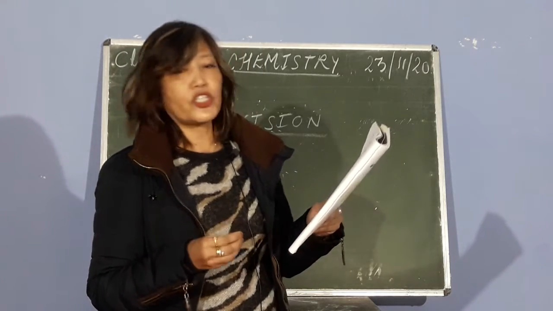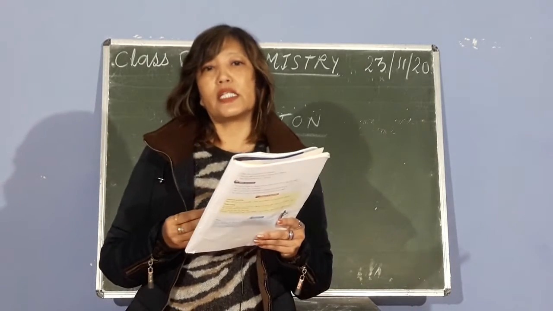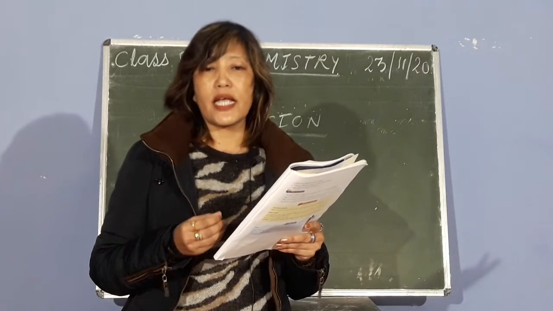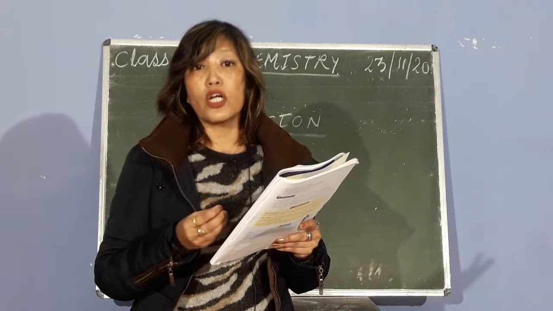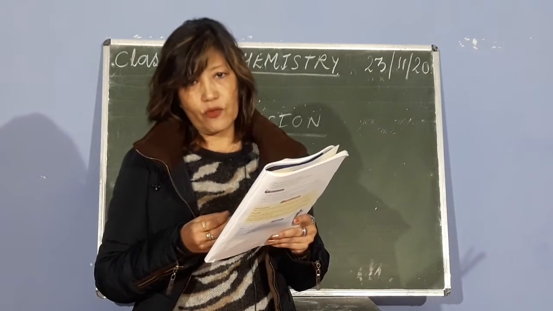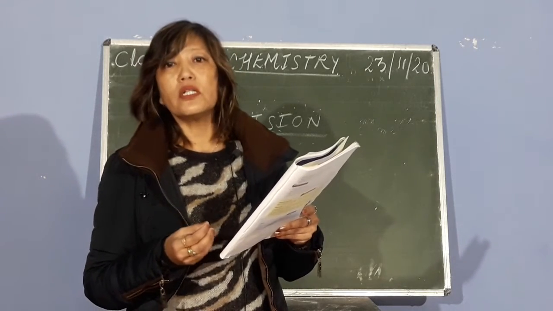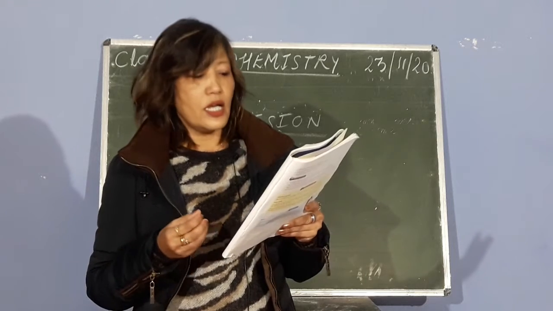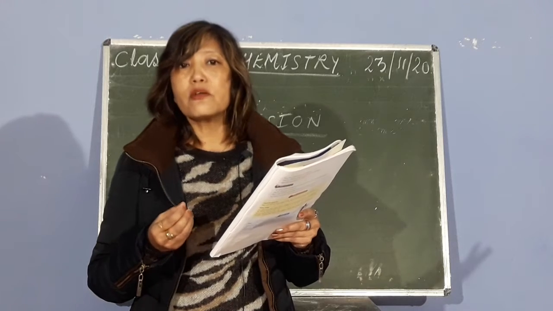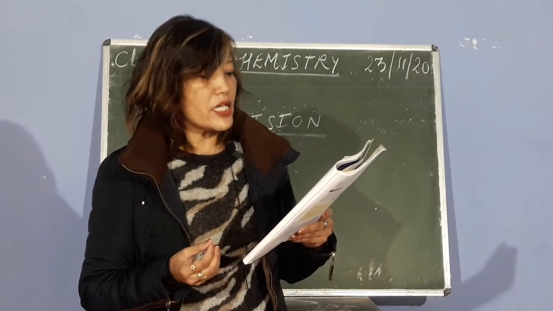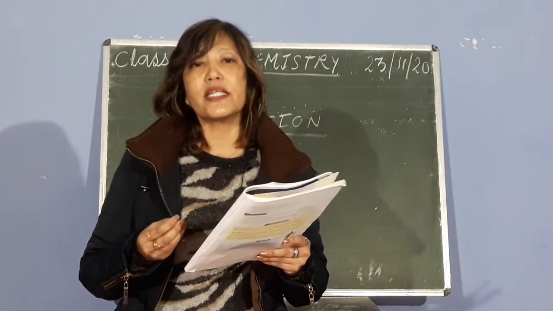Then comes question number E. Name the following elements that do not react chemically. If you see the properties of inert gases, one of the properties is that they do not react chemically with any other substances. So number 1 is noble gases. Then number 2, elements showing properties of both metals and non-metals. The answer is metalloids. Then number 3, the smallest particle of an element or a compound which has independent existence.